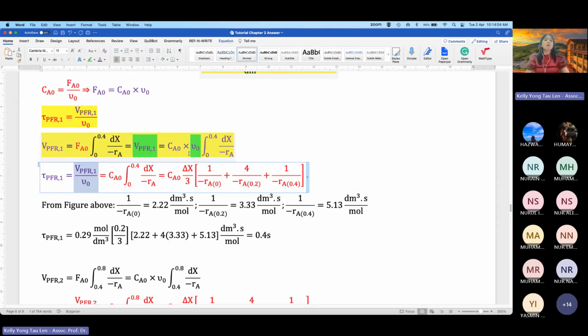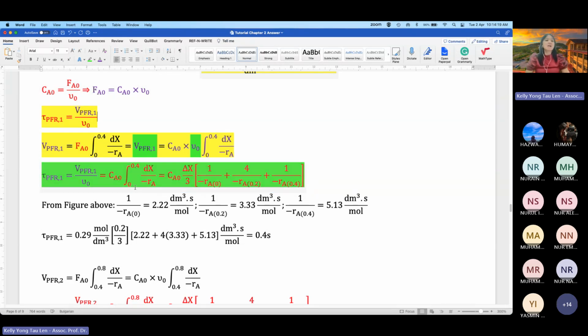So what happens to my right hand side? Because I have brought epsilon naught to the left hand side, my right hand side now has only CA naught left, and I continue with the integral part of dx from 0 to 0.4 dx per minus RA. So again, I hope you understand.